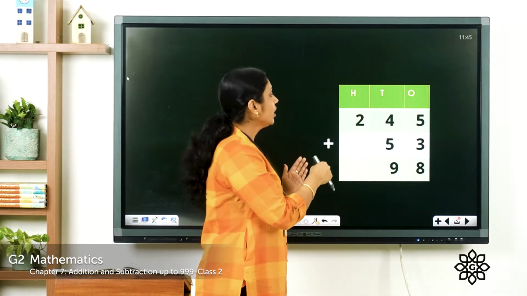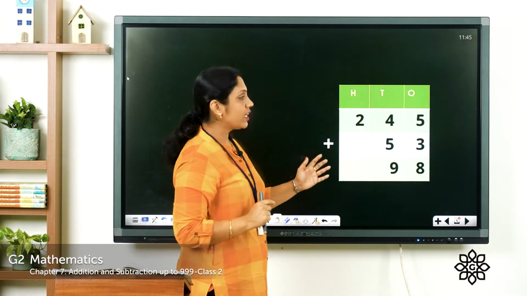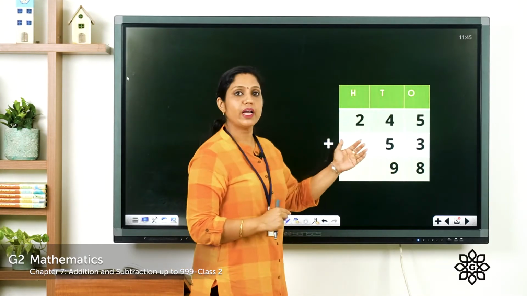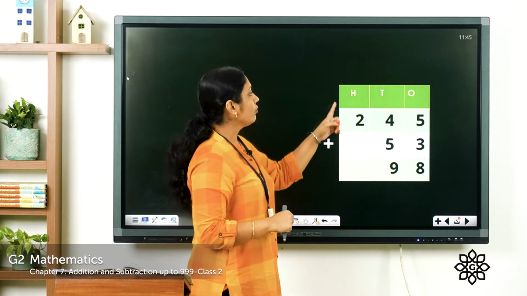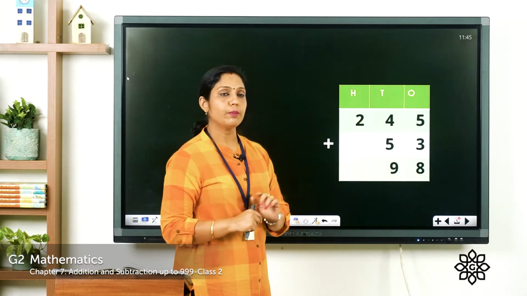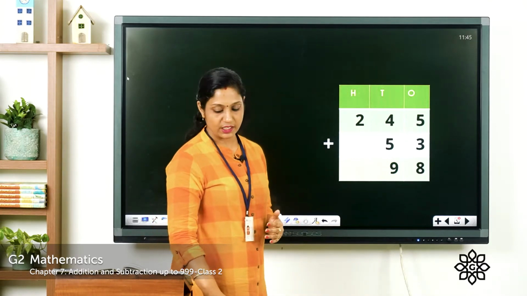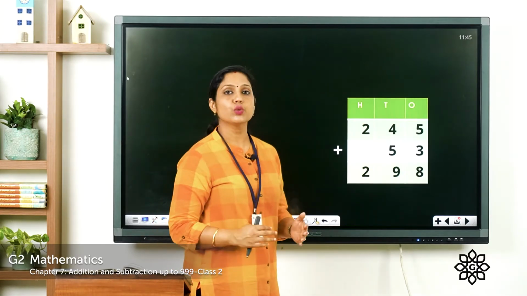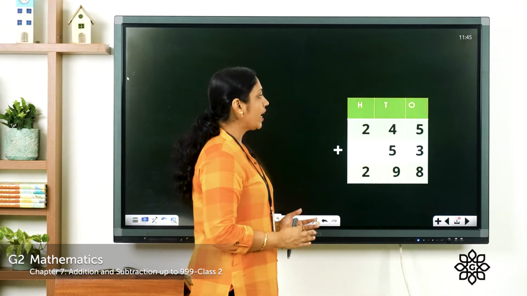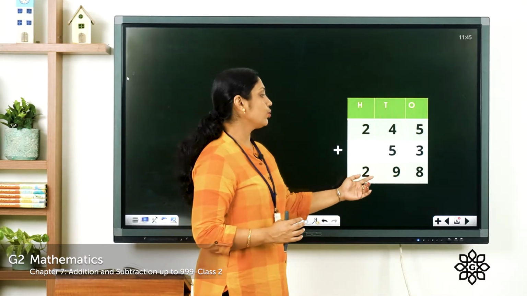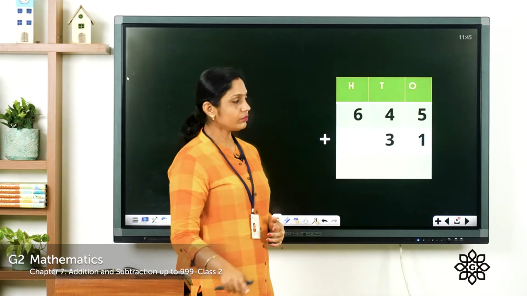Now we have the hundreds place. So in the hundreds place we have only 2 here, because we have a 3-digit number and a 2-digit number. So we have in the hundreds position only one number, that is 2. So we can write that 2 in the place of the answer. So the answer is 298. So when we add 245 plus 53, the sum is 298.